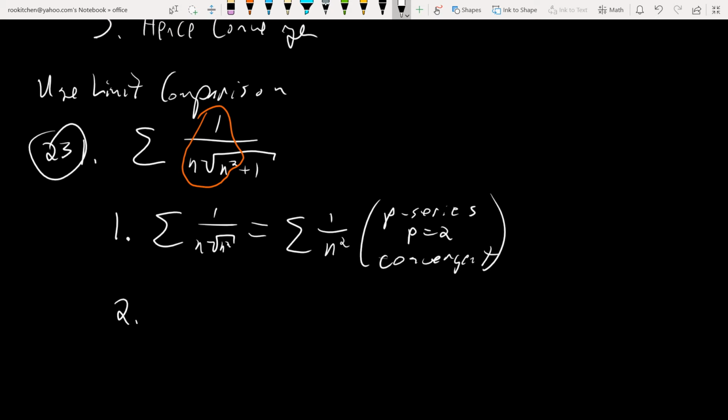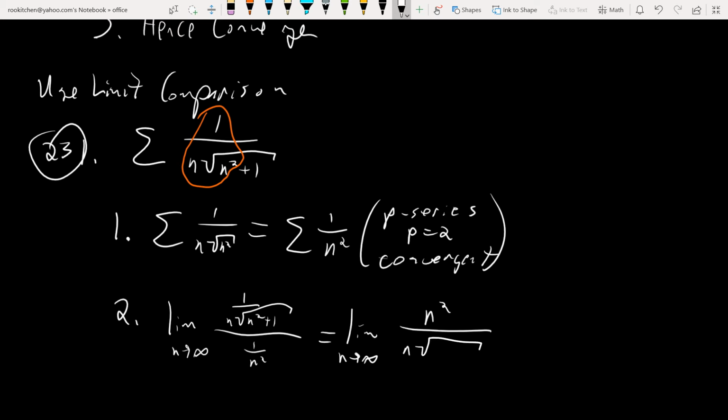Then step 2, I need to do my test, right? So I need to take the limit of the ratio of these things. So 1 all over n square root of n squared plus 1, all over 1 over n squared, as n goes to infinity. Taking reciprocals and multiplying out, that will be n squared all over n times the square root of n squared plus 1. You can simplify that. That's the limit as n goes to infinity of n all over the square root of n squared plus 1.